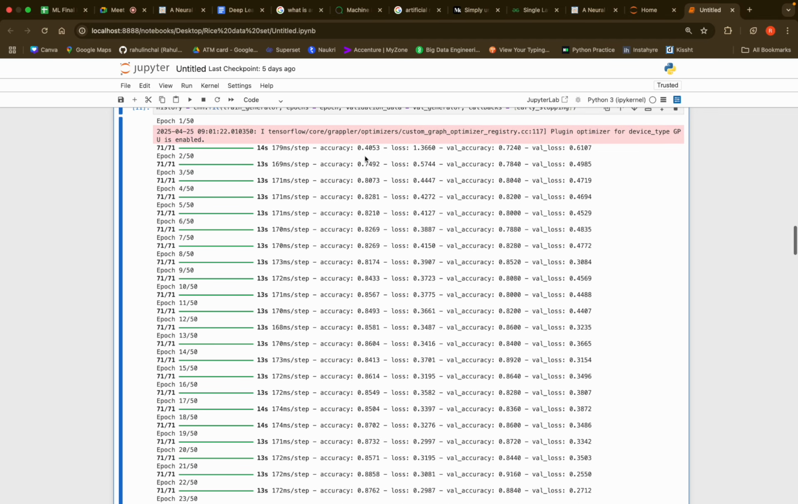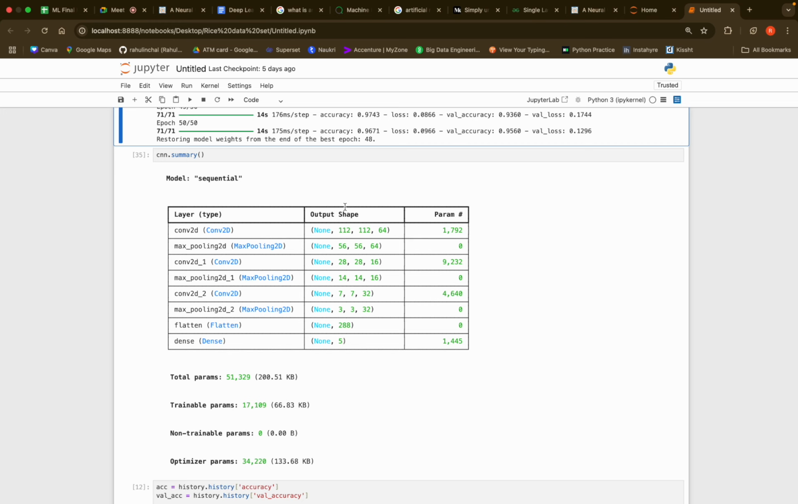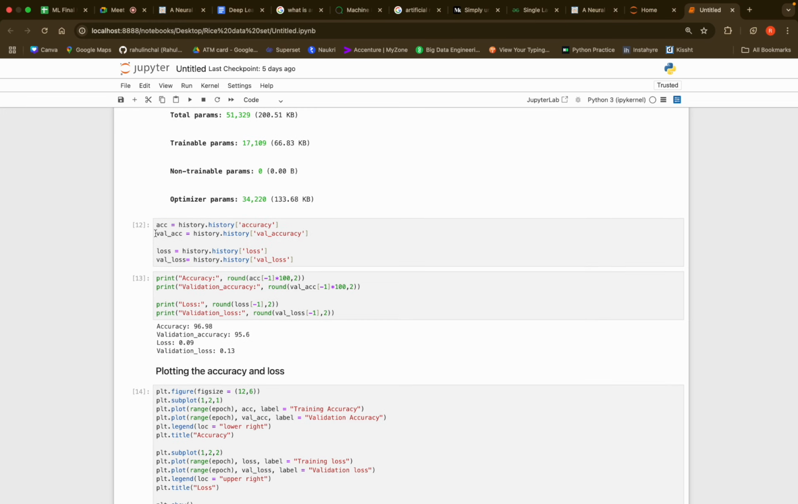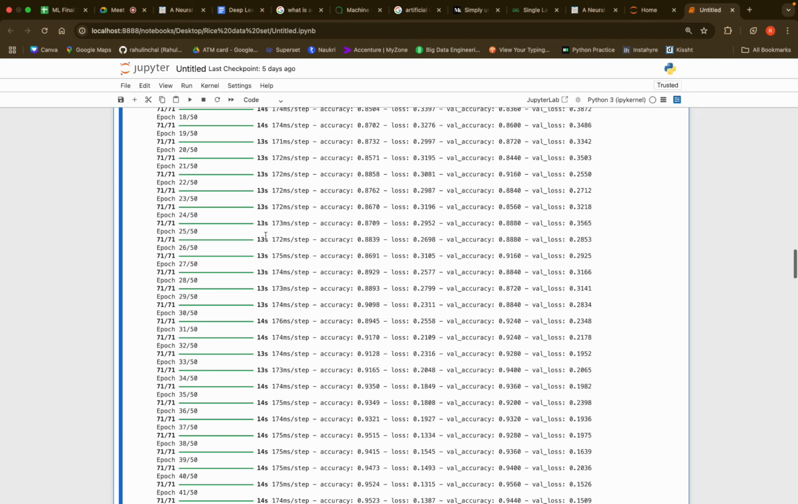So again, keep an eye on this as well. Loss, it is decreasing. Validation accuracy is also increasing. Validation loss is also decreasing. This we can visualize, and these are my layers, whatever I've defined. Now this I'm defining, I'm retrieving my accuracy, val accuracy, validation accuracy.